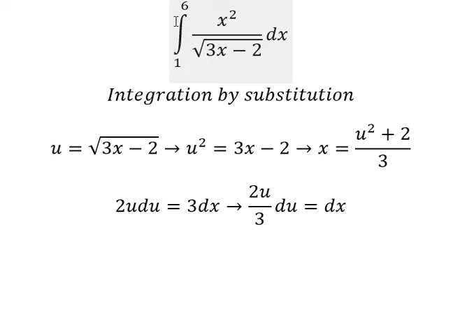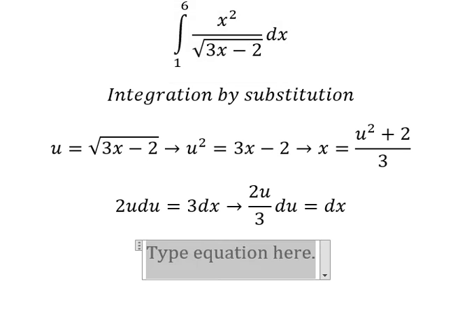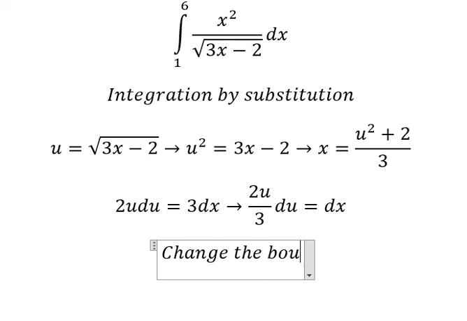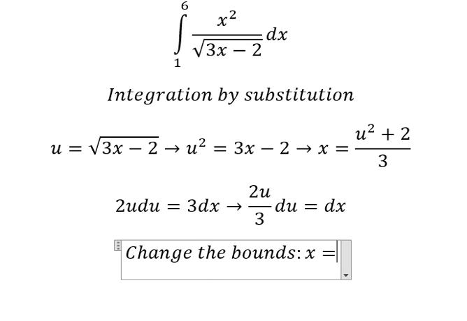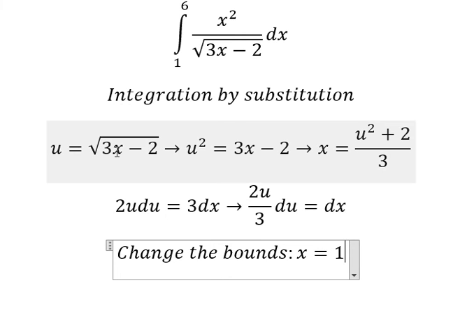Now we need to change the bounds. When s equals 1, we put 1 in here. 3 minus 2, you got 1. The square root of 1, you got 1.